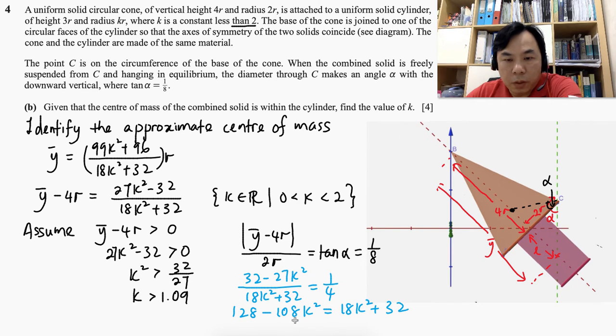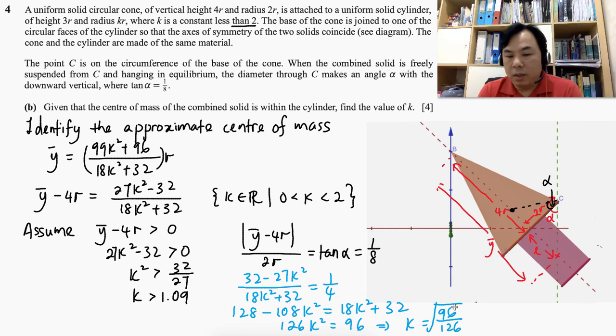And then from here, I will get my 126k square, and then that will be 96 then. Is it 96? Yep, correct, 96. Therefore, the k would be 96 over the square root of 126.